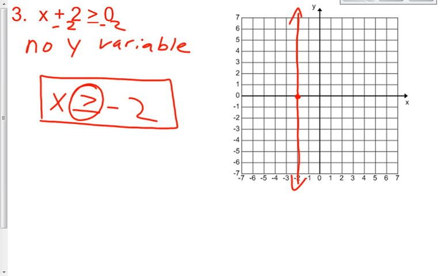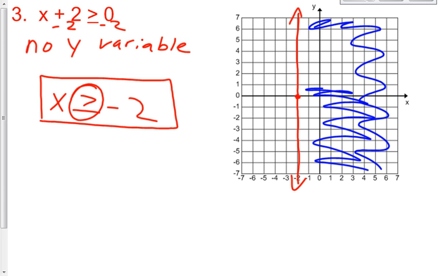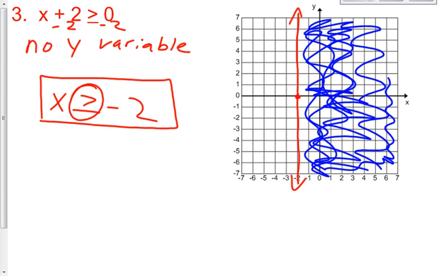And now we're not going to shade above the line or below the line, obviously, because it is completely vertical. So now do we shade to the right or do we shade to the left? Well, if x is everything that's greater than negative 2, that means everything is to the right of negative 2, such as negative 1 and 0 and 1, 2, 3, 4, 5, and so on and so forth. All of these are solutions to my equation x is greater than or equal to negative 2. So now, you guys try number 4 on your own. Number 4 does not have an x variable, so pause the video and try number 4 on your own.